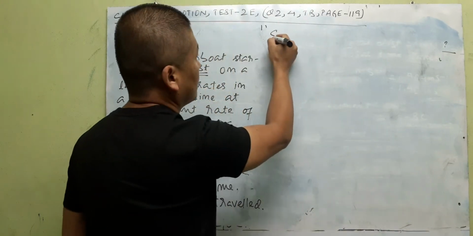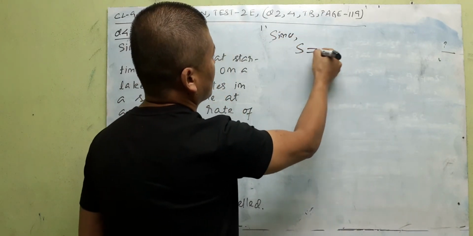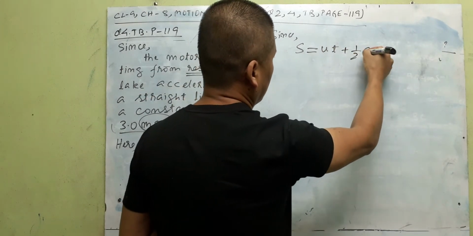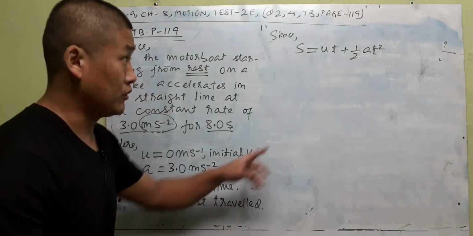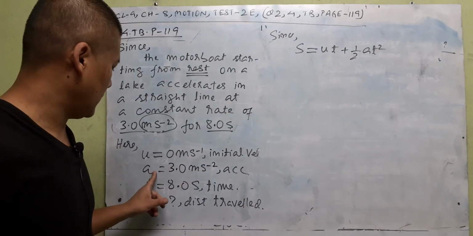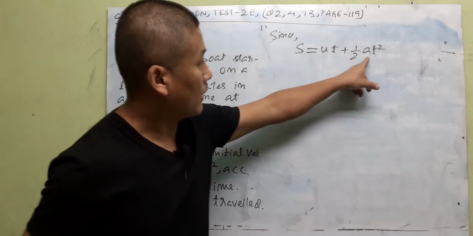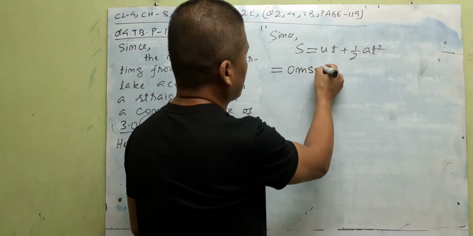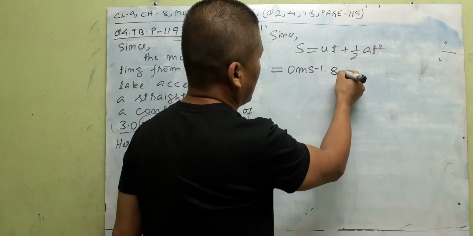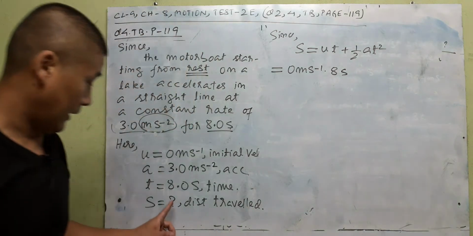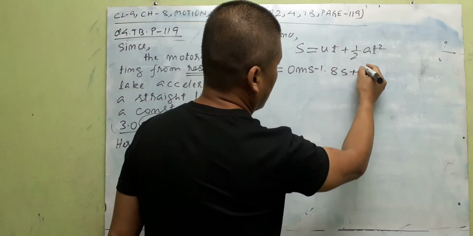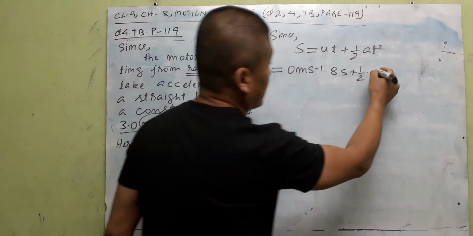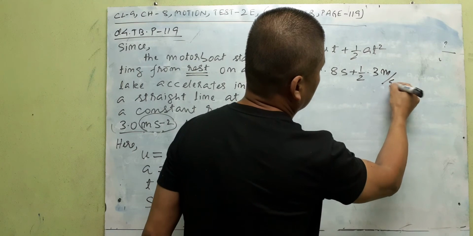So here we know the formula for S we can use is ut plus half at square, because everything is there. U is there, as you can see, A is there, T is there, see, U, A, T, everything. So we can just replace those values. U is 0 meter per second into T is 8 seconds. 8.0 means 8 only, okay? We can write 8. Plus half into A. A is here, as you can see, 3. So I'll just write here 3 meter per second square.